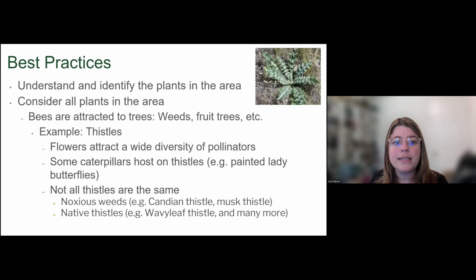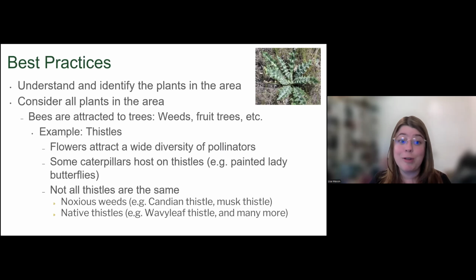Other things to consider: plants in your area. And this is a complicated one. Weeds are a great example. A lot of pollinators utilize weeds for pollen and nectar resources. And thistle comes to mind; it attracts a wide variety of pollinators. Some caterpillars even host on thistles, like painted ladies. Not all thistles are the same either. This is why plant identification is important. We do have some noxious weeds like Canadian thistle and musk thistle. Great to remove those. And then we have a lot of native thistles that should be left alone.